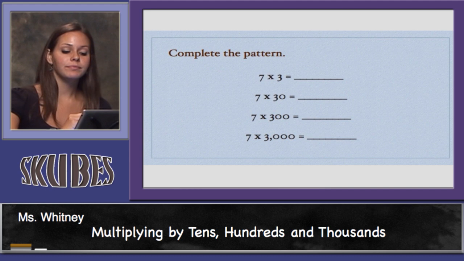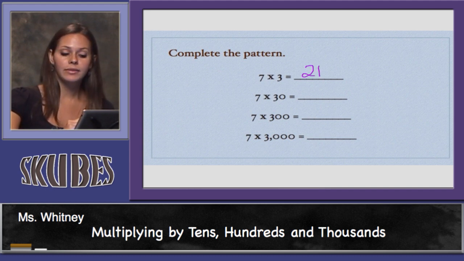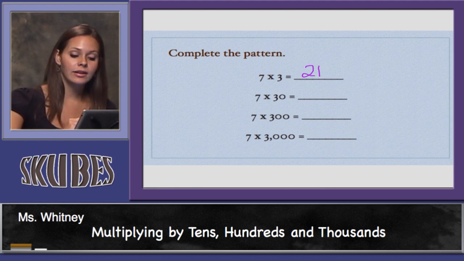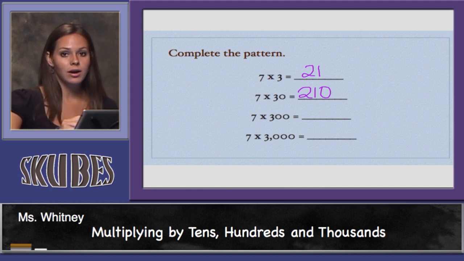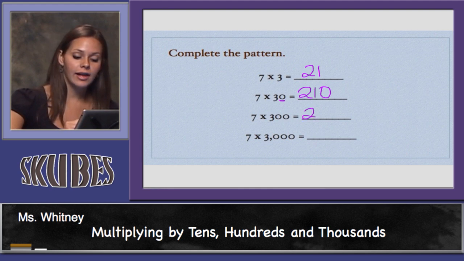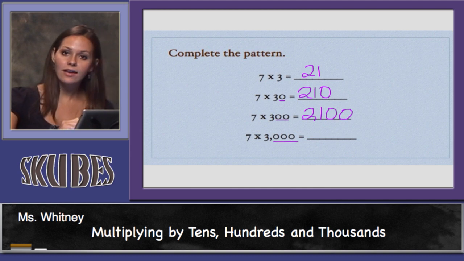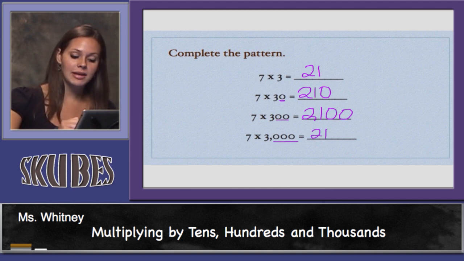Let's complete the pattern. 7 times 3, my basic fact, equals 21. 7 times 30 equals 210, which is 21, and I added the 0. 7 times 300, I'll put 21 and I add 2 zeros to my product. And 7 times 3,000, I'll answer my basic fact and add 3 zeros to my product.